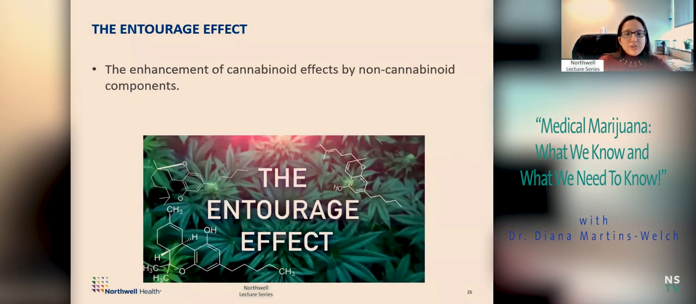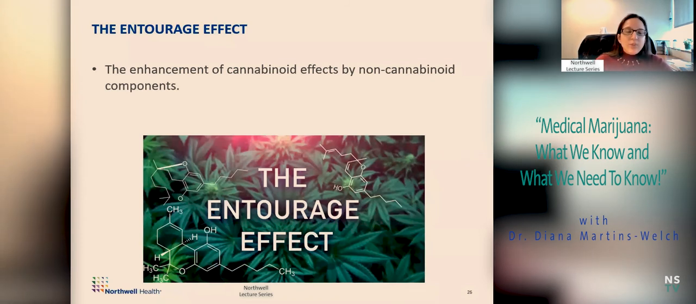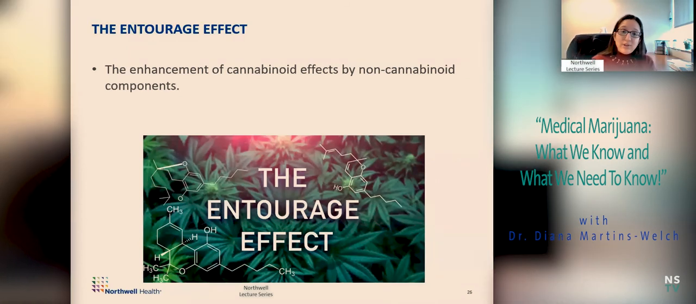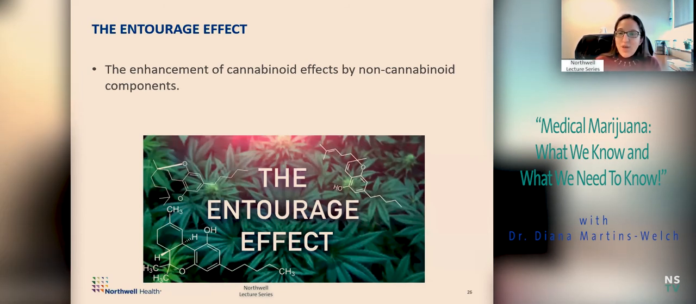So the entourage effect is commonly referred to in cannabis medicine. What this means is the sum of all the different parts. Remember that slide I showed at the very beginning that showed the breakdown of the ingredients in the cannabis plant? All those things together work in collaboration for a more enhanced response rather than if you were to just give a single isolate.